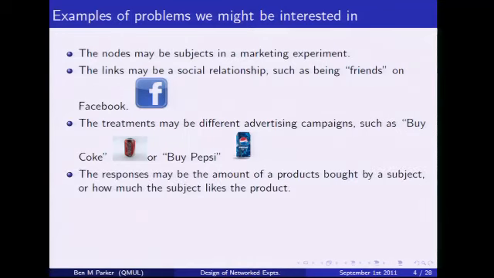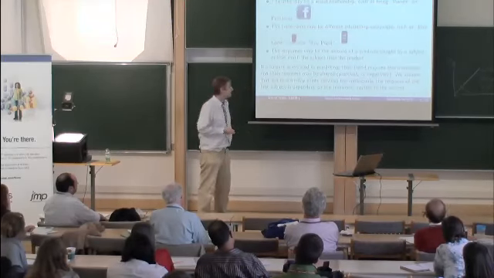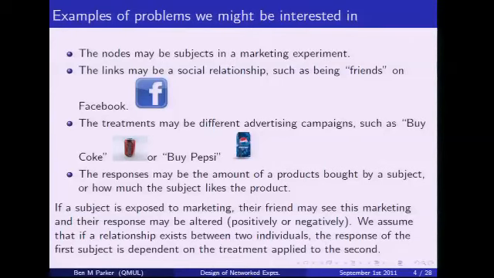So the responses may be something like the amount of a product bought by a subject, or how much the subject likes the product. I'm not going to specify particularly here. So the concept is that if a subject is exposed to this marketing, they might tell their friend, or their friend may see the marketing. Particularly in a social network where you click on like and your friends will say, oh, Ben likes Pepsi, or Ben likes Coke, or whatever it happens to be.